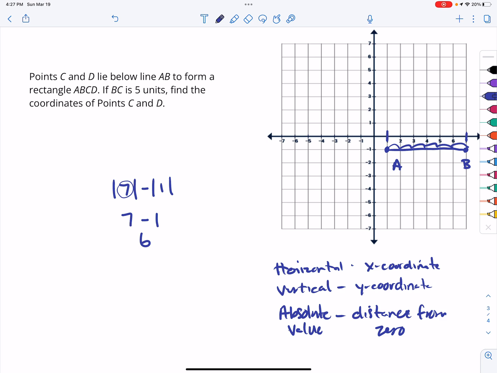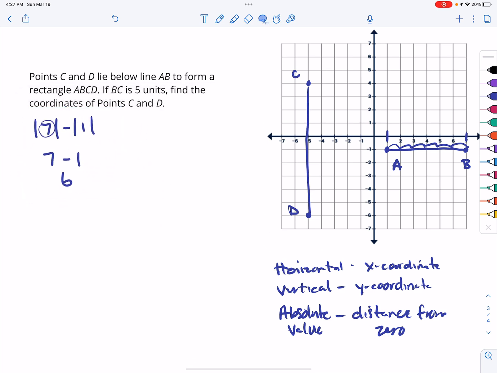Now, if we were to have a point C and then I'll put point D right here, and we want to know what is the length between point C and point D, we're going to have to do something a little bit different. We will continue using the absolute value, but this time we're going to break it up because we want to see how far is point C from the x-axis, and then how far is point D from the x-axis. And then we're going to want to add those.